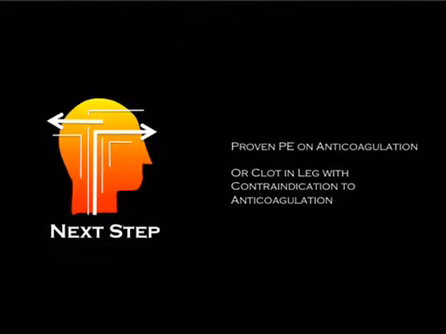So let's say you've got a patient who has a proven PE on anticoagulation or a clot in the leg with contraindication to anticoagulation. These are prerequisites for placing an IVC filter. Now, the general goal on an IVC filter is to have it be temporary, remove it as soon as possible, usually within 3 months. They'll have a short follow-up to see if they can bring the patient back and get that thing out of there.